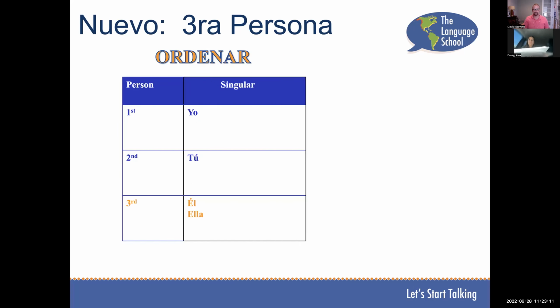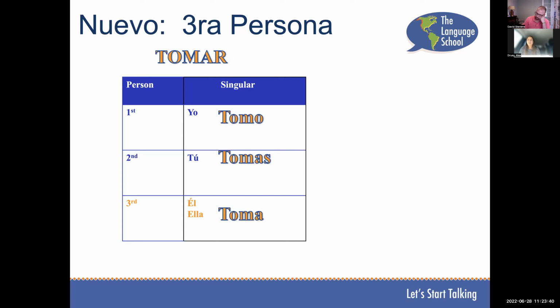So let's practice like this. Ordenar. Yo ordeno, tú ordenas, él ordena. And then ella, also say ella. Ella ordena. Okay, good. Tomar. Yo tomo, tú tomas, él toma, ella toma.